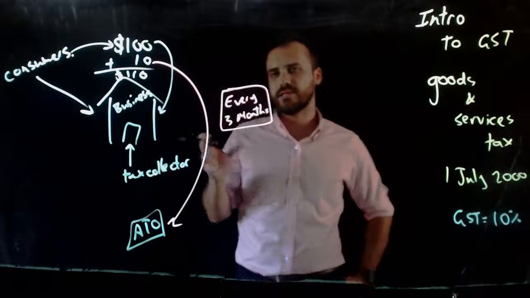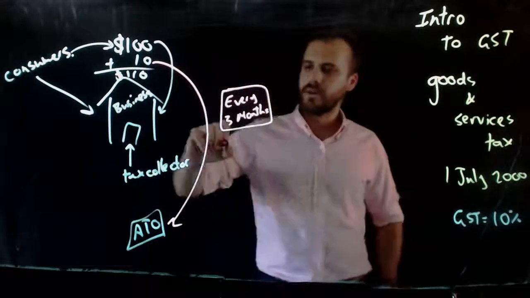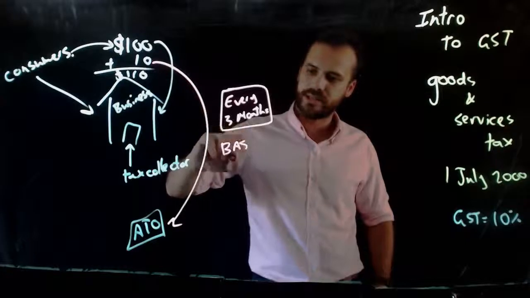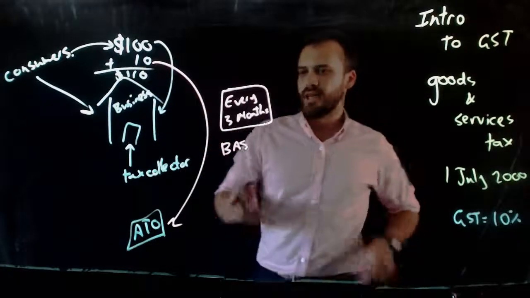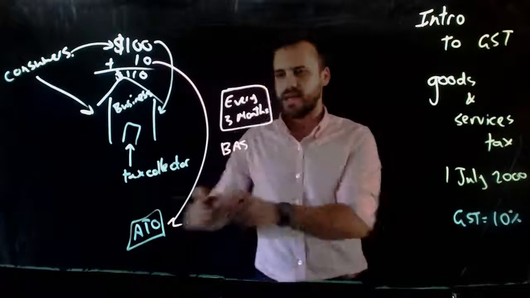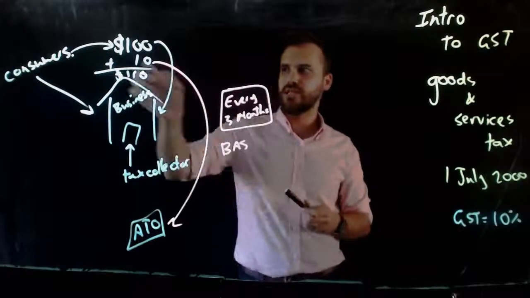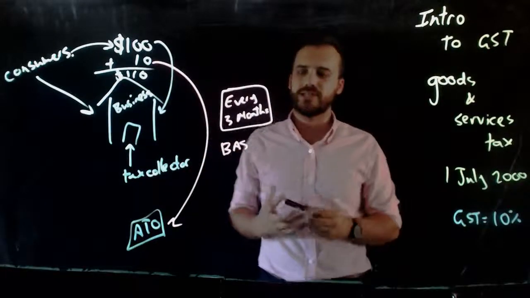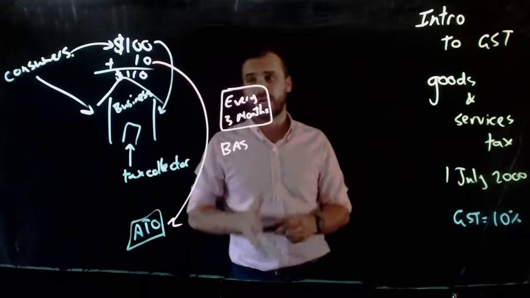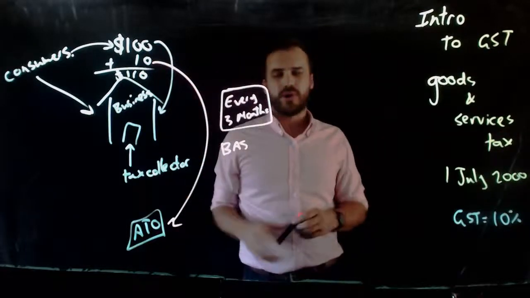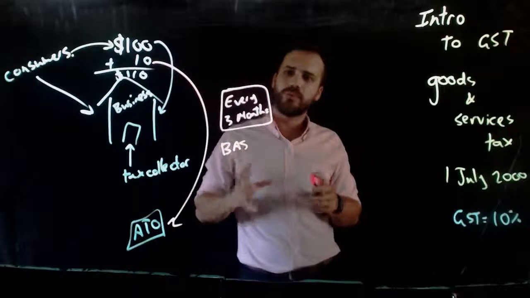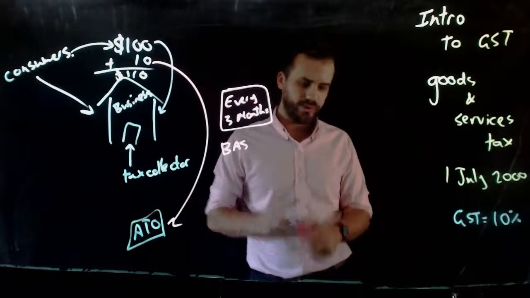the business has to submit something called a Business Activity Statement, or a BAS. Now, it submits the BAS to the ATO, and then it gives the ATO however much money it's been collecting for them over the last 3 months. Now, that by itself would be fairly straightforward.